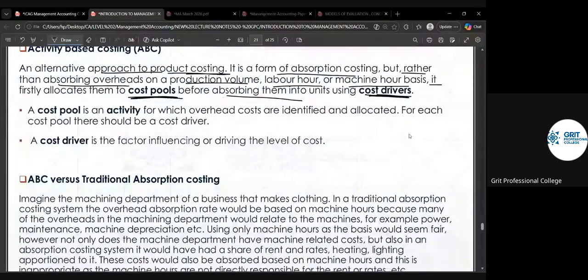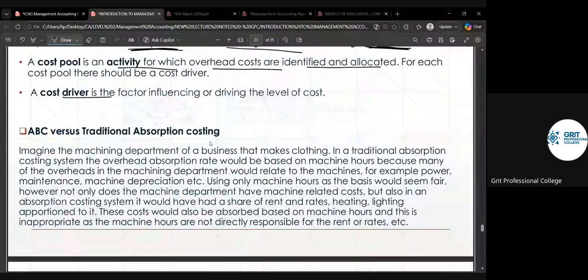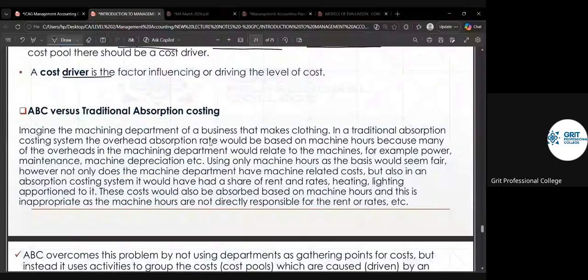All right. So a cost pool, by its definition, is an activity for which overhead costs can be identified and allocated. So we group all similar costs into a cost pool. Same idea for a cost center. Then once we have been able to do that, we use a cost driver, which helps us to understand how cost is driven within that particular cost pool, to allocate or charge the cost there to our product. All right. So that is the basic or foundational issue under ABC.